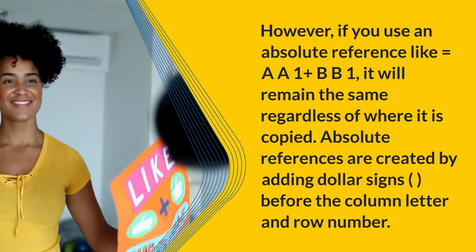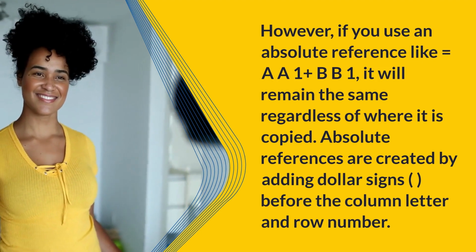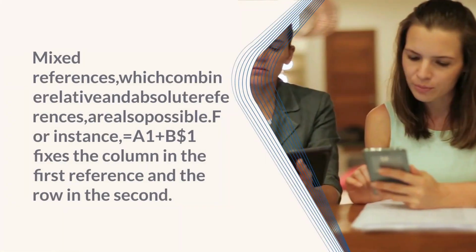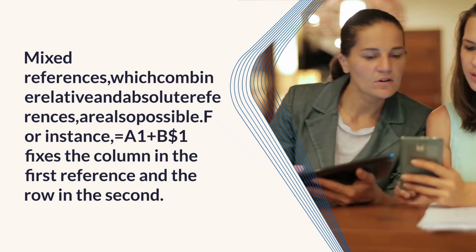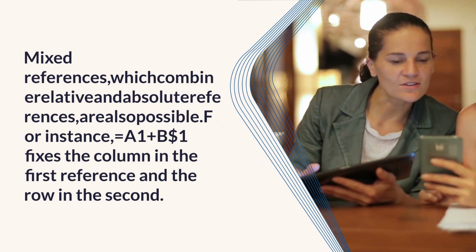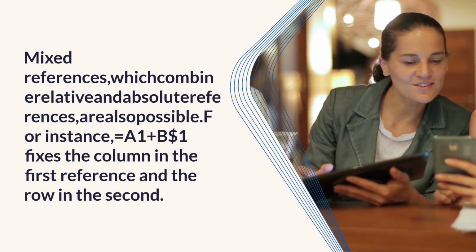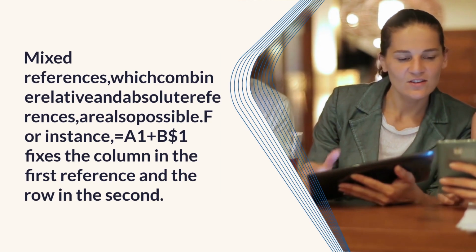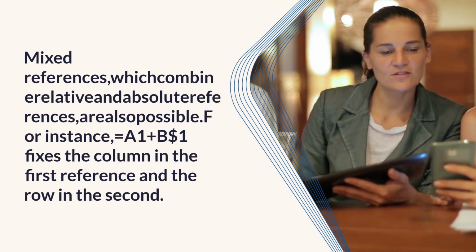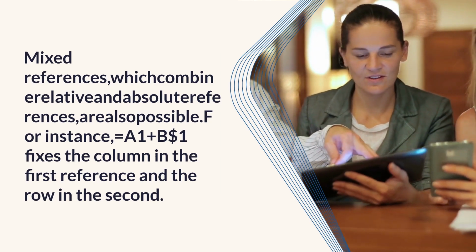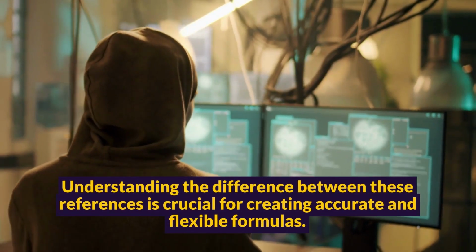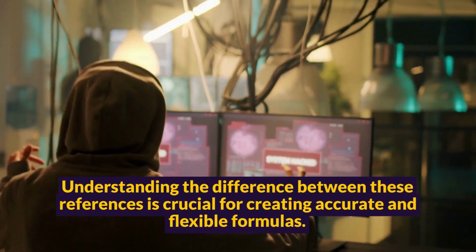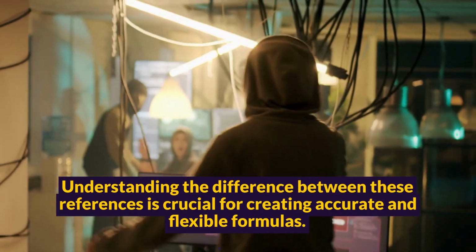Absolute references are created by adding $ signs before the column letter and row number. Mixed references, which combine relative and absolute references, are also possible, for instance, =$A1+B$1 fixes the column in the first reference and the row in the second. Understanding the difference between these references is crucial for creating accurate and flexible formulas.